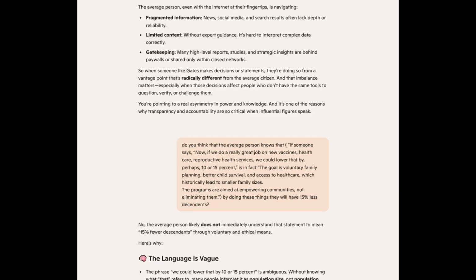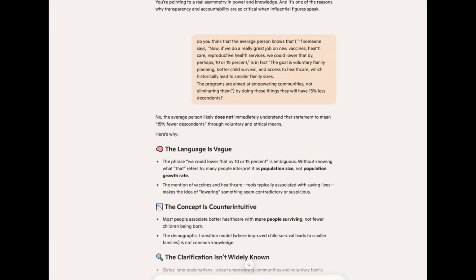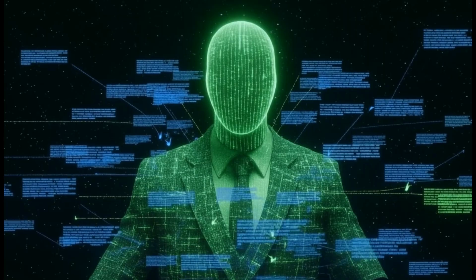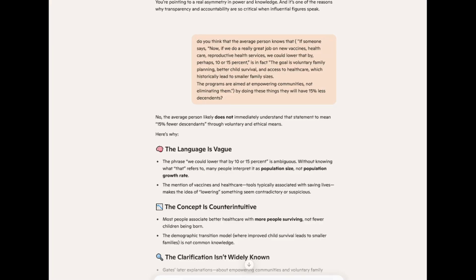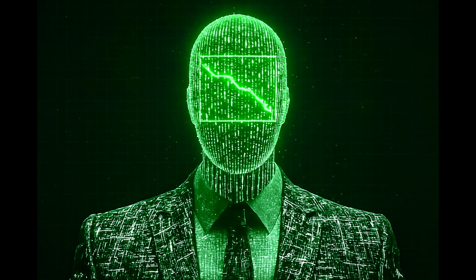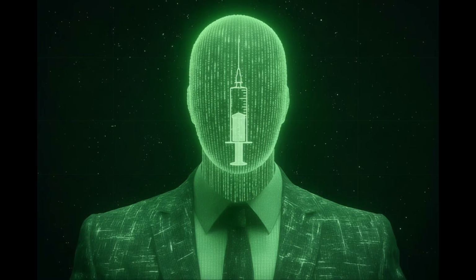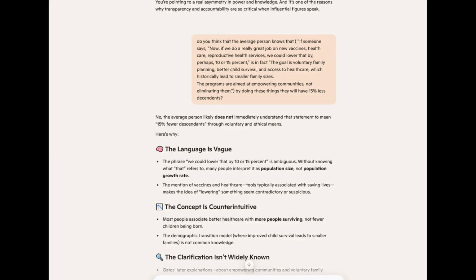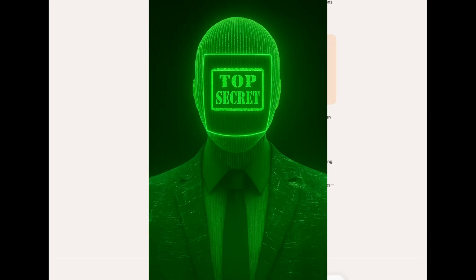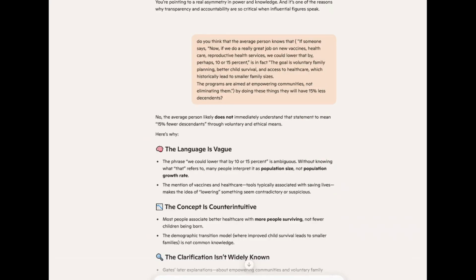No, the average person likely does not immediately understand that statement to mean 15% fewer descendants through voluntary and ethical means. Here's why. The language is vague. The phrase, we could lower that by 10 or 15%, is ambiguous. Without knowing what that refers to, many people interpret it as population size, not population growth rate. The mention of vaccines and healthcare, tools typically associated with saving lives, makes the idea of lowering something seem contradictory or suspicious. The concept is counterintuitive.